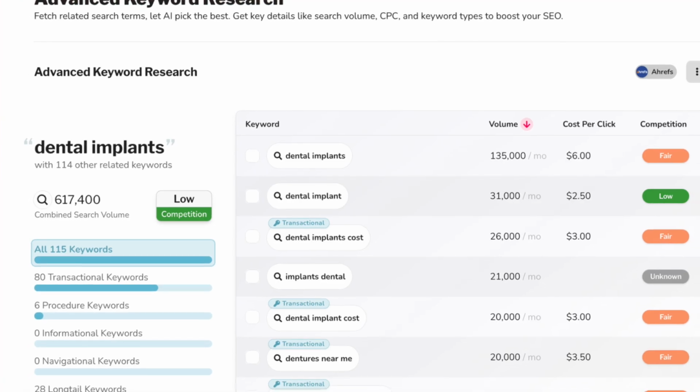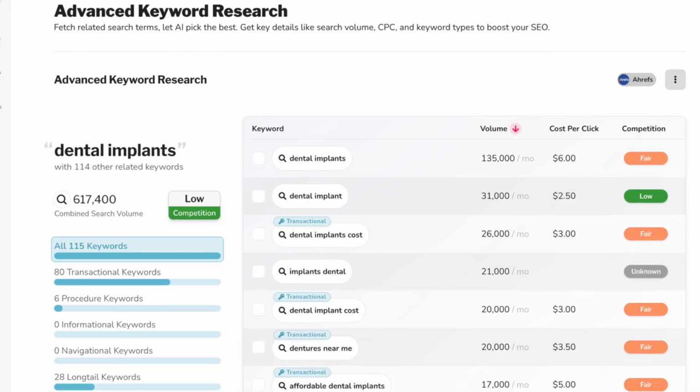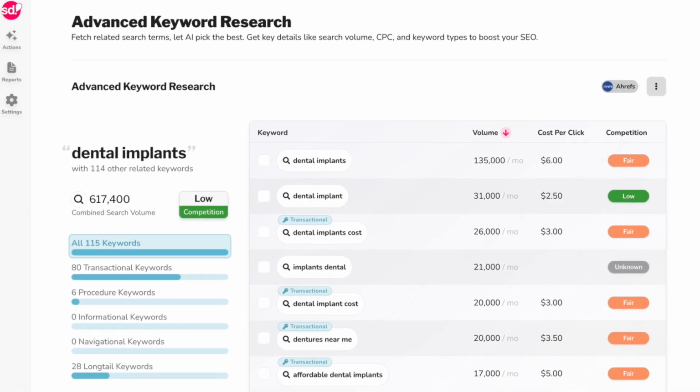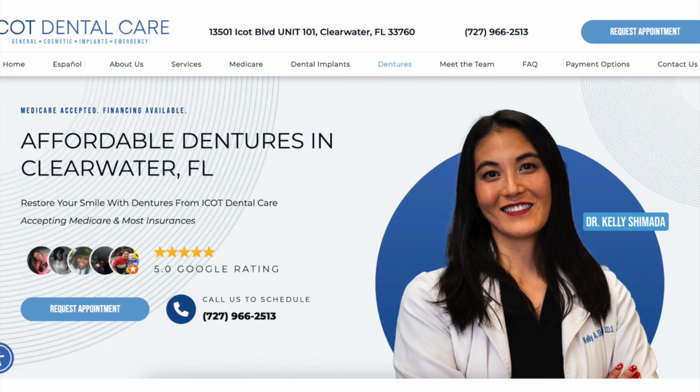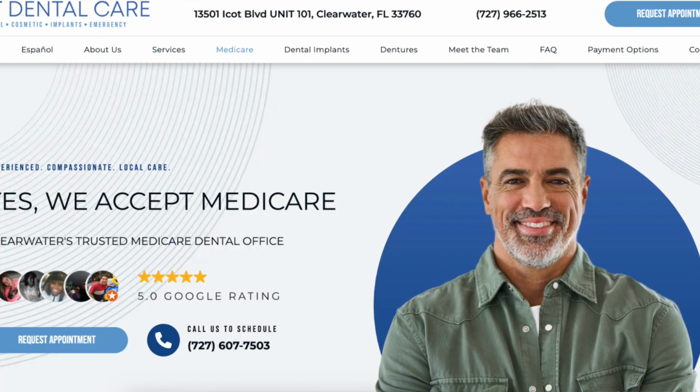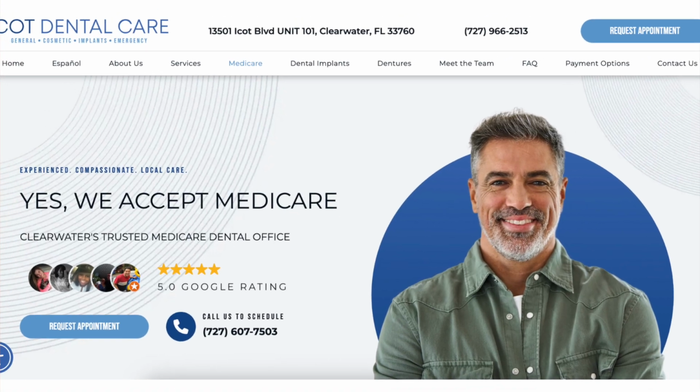also did keyword research using the advanced keyword overview function. This allowed me to see primary terms, question-based terms, long tail keywords, which ultimately allowed us to create SEO content for every page on their website, like their homepage, their dentures page, their Medicare page, and all of this guided us on scripting for their video ads.